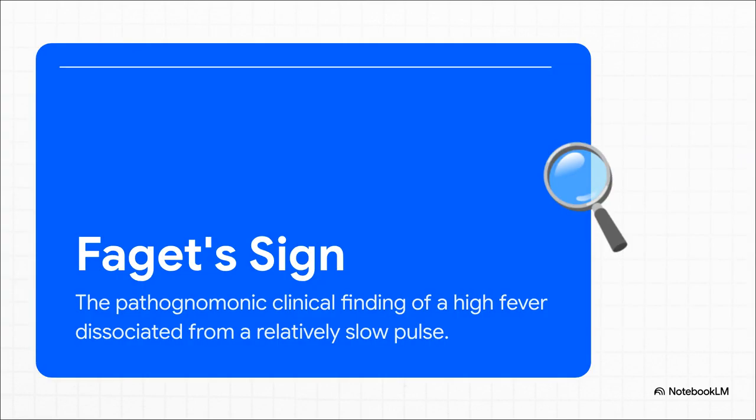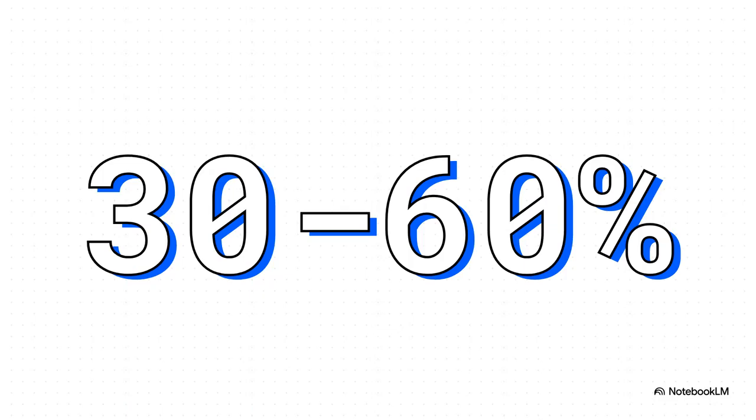And during that initial acute phase, there's a classic clinical sign to look out for, Faget sign. Basically, you have a patient with a raging fever, but their pulse is paradoxically slow. It's that dissociation. High fever, slow pulse. That's a huge red flag and should make you think yellow fever right away. And for those patients who do enter that toxic phase, we're talking jaundice, hemorrhage, multi-organ failure, the numbers are just awful. The case fatality rate jumps to a staggering 30 to 60%. It's a brutal reminder of just how destructive this virus can be.